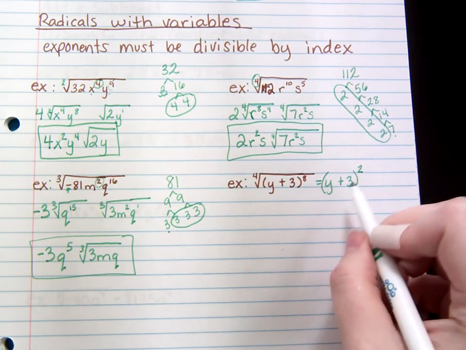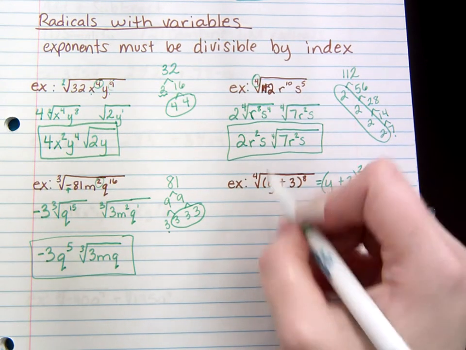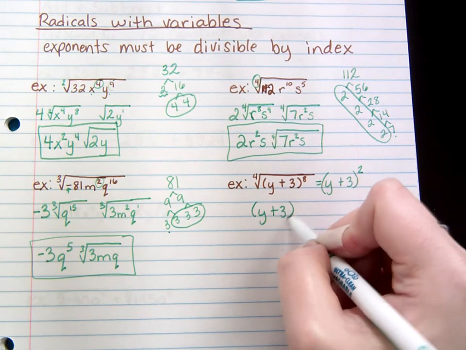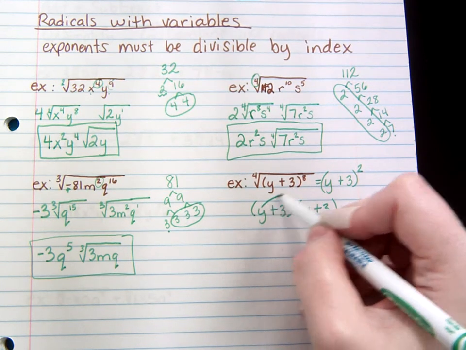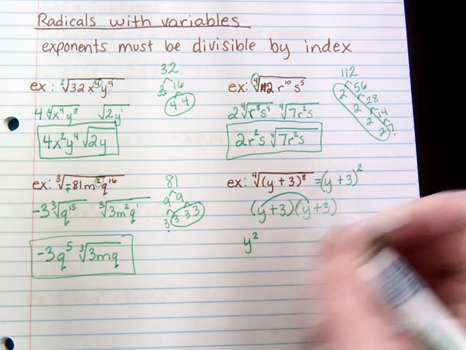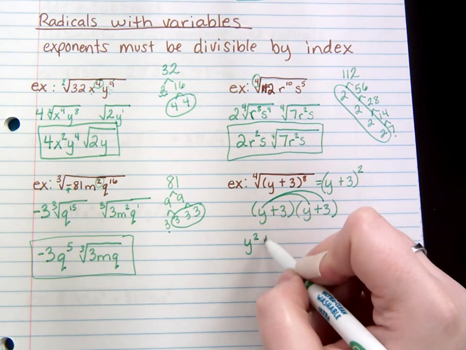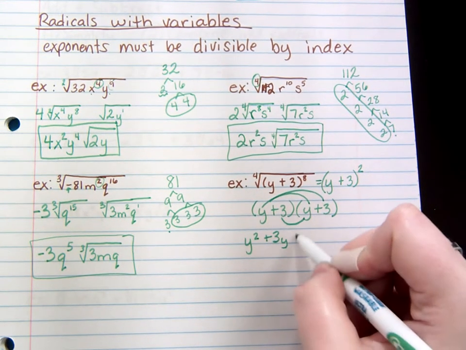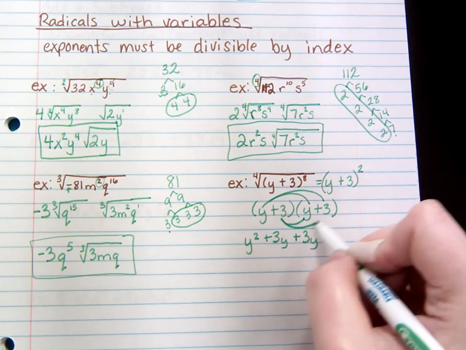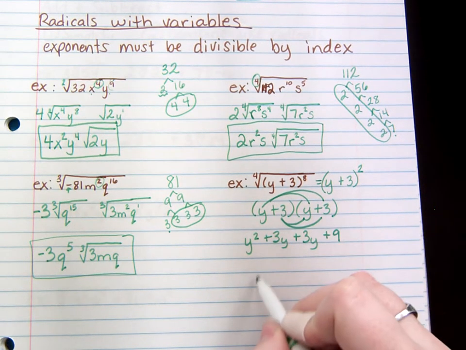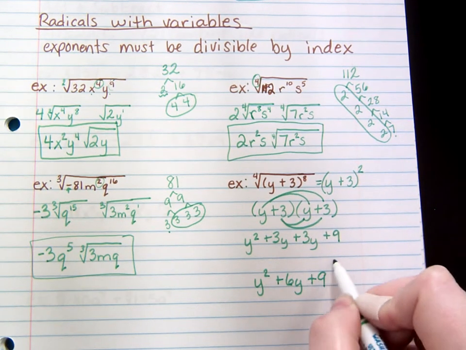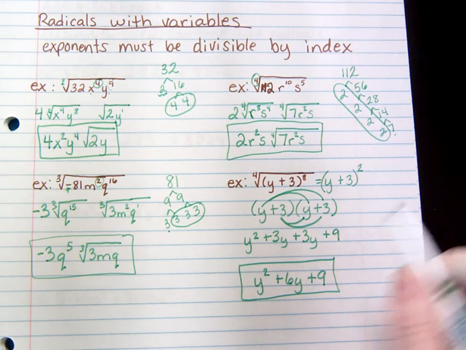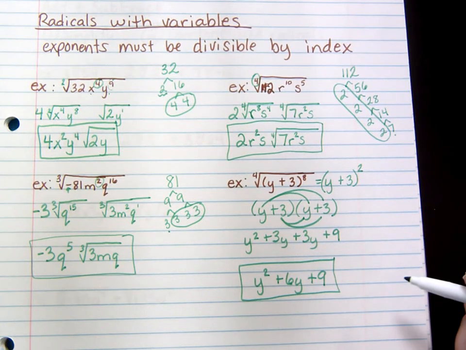And now here, all that is y plus 3 times y plus 3. So y times y gives me y squared plus 3y plus 3y plus 9, which ultimately gives me y squared plus 6y plus 9. Now most of the time I use the box method. The box method would have worked as well here. I just decided to use FOIL because I haven't used it in a while.